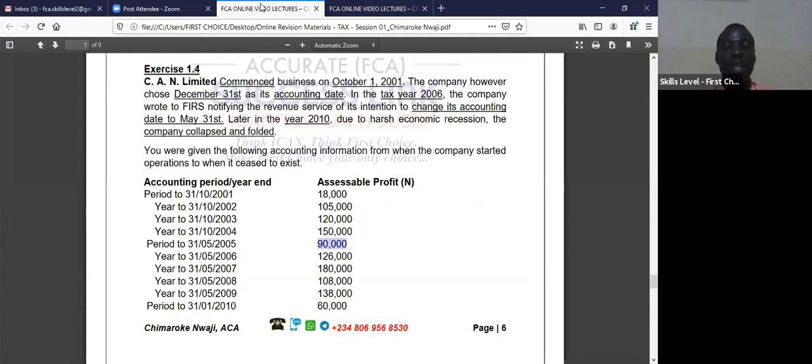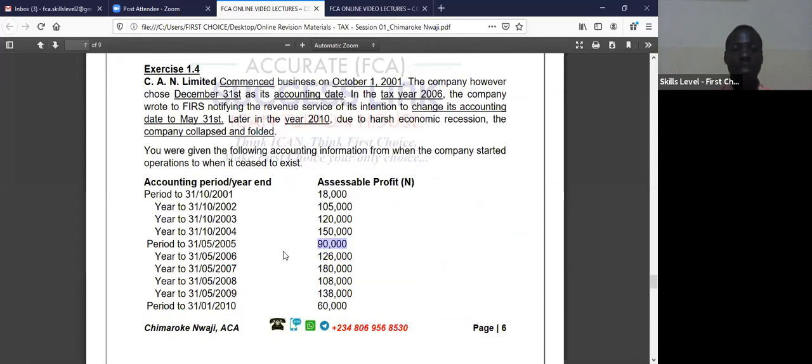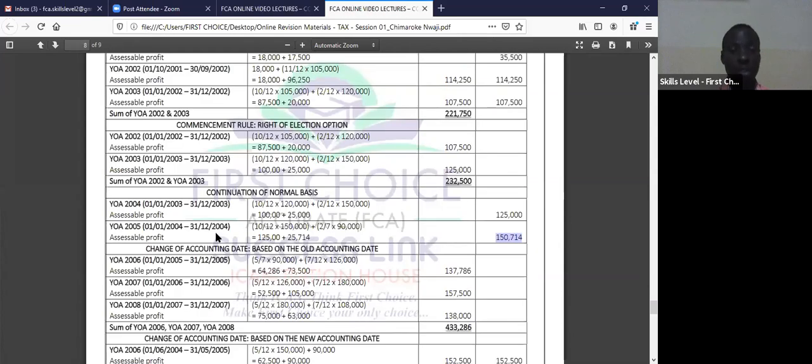You remember again that they said in the tax year 2006, if your tax year is 2006 and there is going to be a change in the tax year 2006, the basis period affected is 2005. So if you look at it again, we've done 2004, we've done 2005, isn't it?